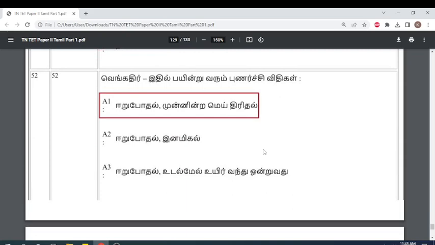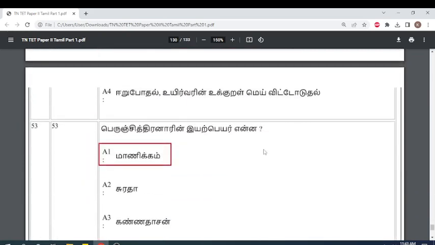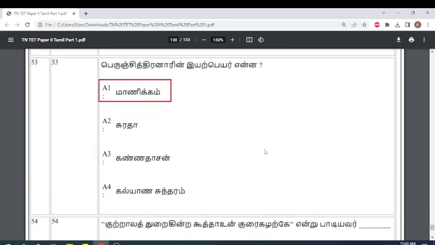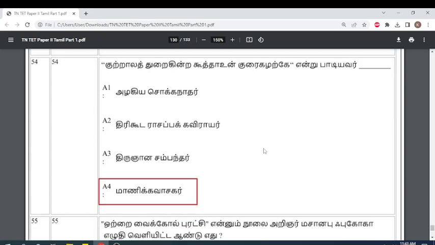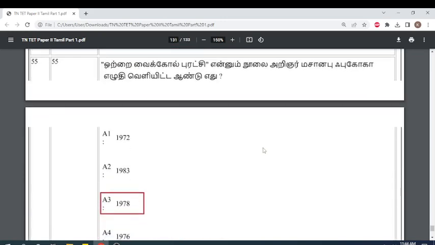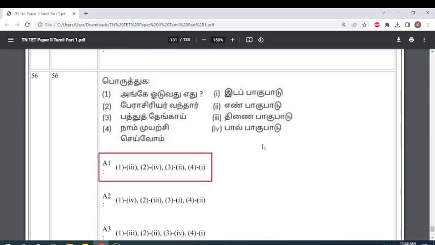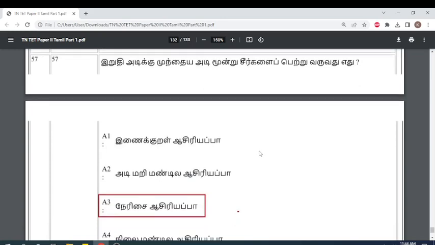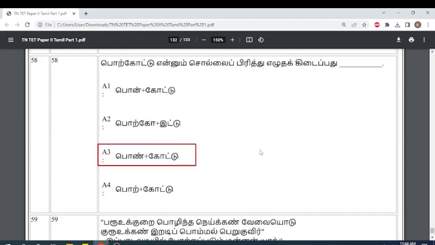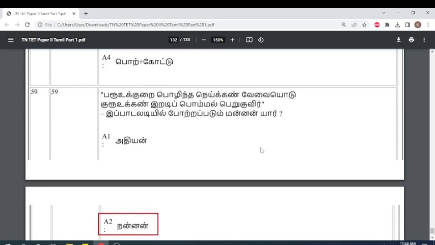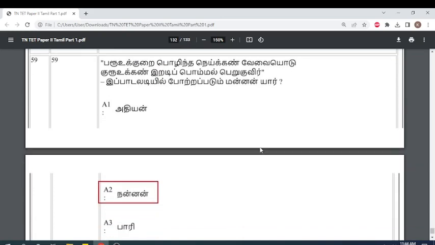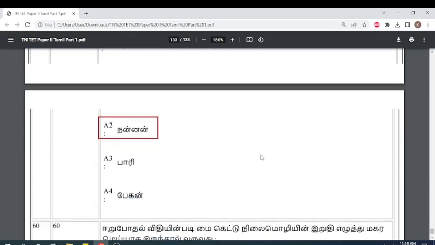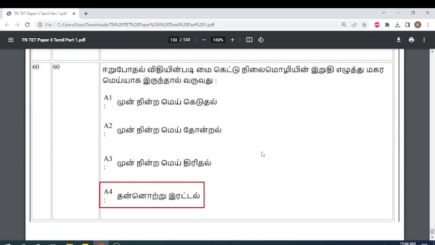52 question or answer A1. 53 question or answer A1. 54 question or answer A4. 55 question or answer A3. 56 question or answer A1. 57 question or answer A3. 58 question or answer A3. 59 question or answer A4. 60 question or answer A4.